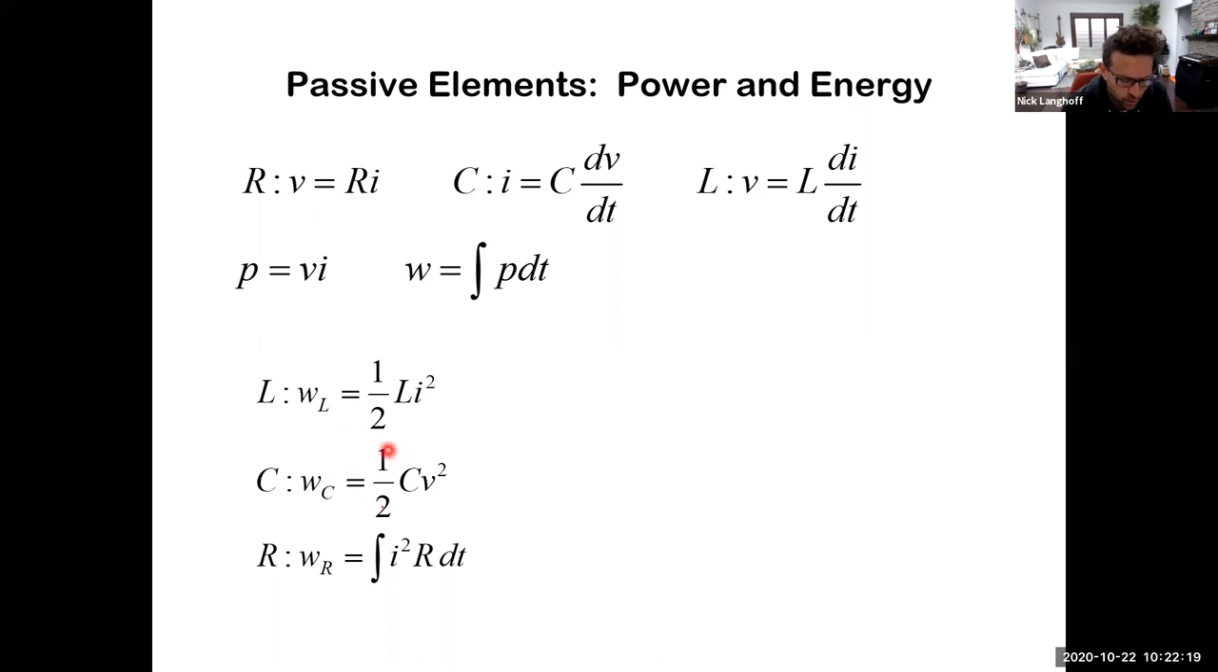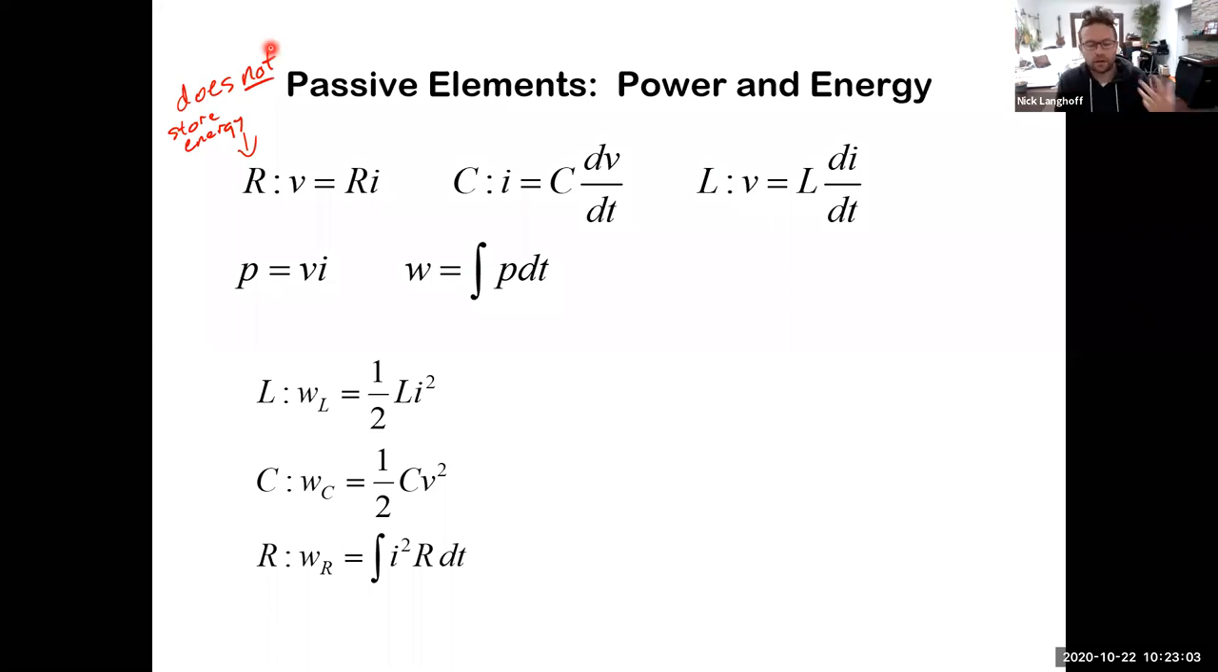The energy in a capacitor is 1/2 CV squared. The energy dissipated in a resistor is the integral of the I squared R losses over time. Just one thing to note is that resistors don't store energy. That's supposed to say does not store energy. They only dissipate energy, right?